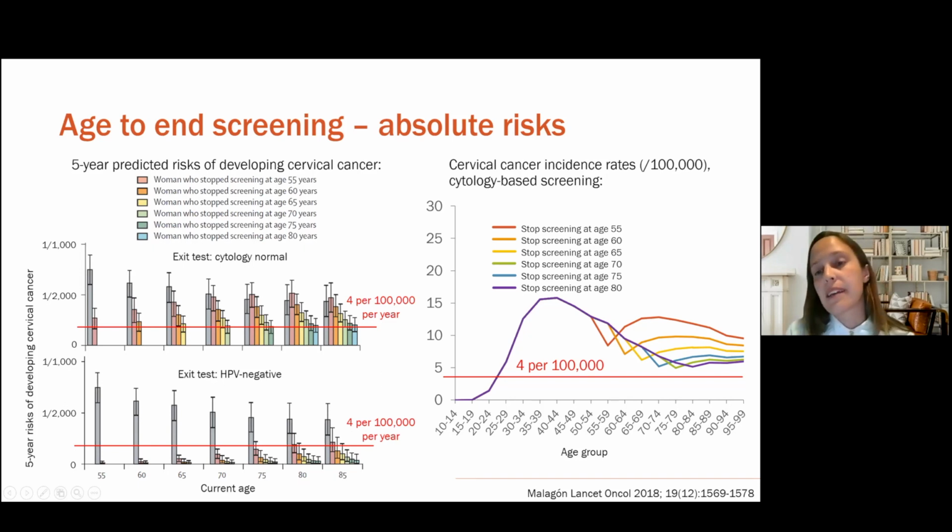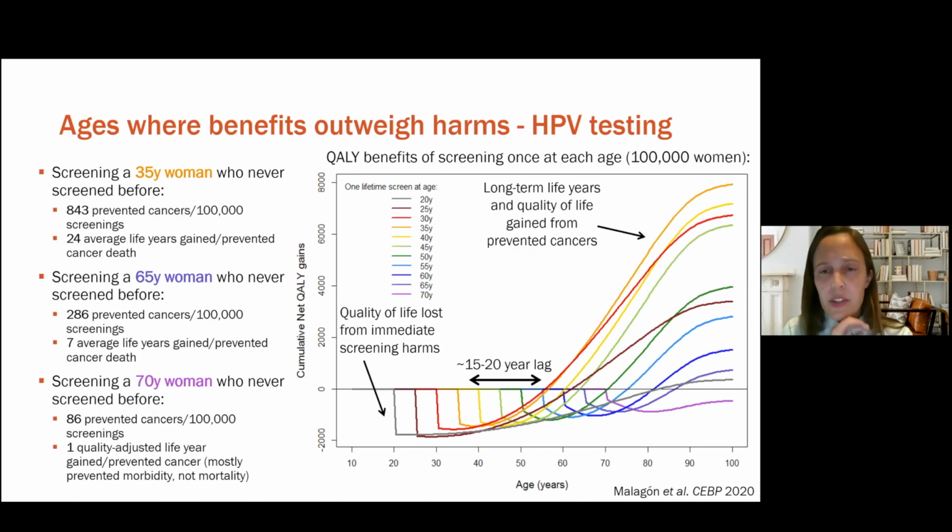And on the right-hand side here, you see what it looks like in terms of cancer incidence at different ages if the general population stops screening at different ages. These are the newer results from a model that just came out this year. This figure is quite complicated, so I'll try to go a little bit slower. I think that the best way to look at it is to look at what happens if you screen a 35-year-old woman. So this graph shows the cumulative quality adjusted life year benefits of screening once at each age for 100,000 women.